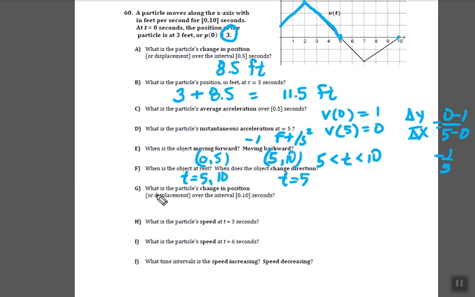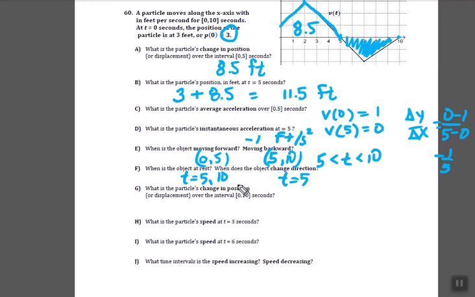Okay, G, what is the particle's change in position from 0 through 10? So I'll let you try that one, look at the key, but you've already figured out part of it, like all this area is 8.5 feet. Then you have to go calculate this, and this will be a negative answer, and you're going to add those two up together.